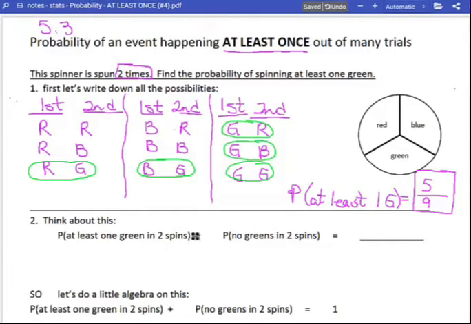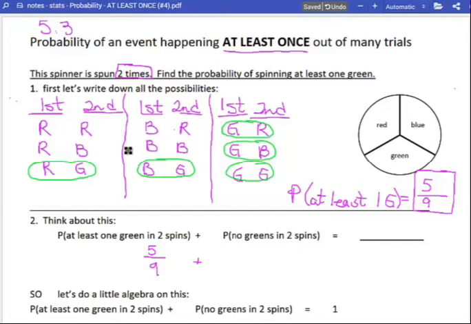Okay, so now let's think about this. Let's think about these two little questions that they have that we need to answer down here. So it says probability of at least one green in 2 spins. Well, that's exactly what we just did. So that's 5/9. Plus, what's the probability of no greens in 2 spins?